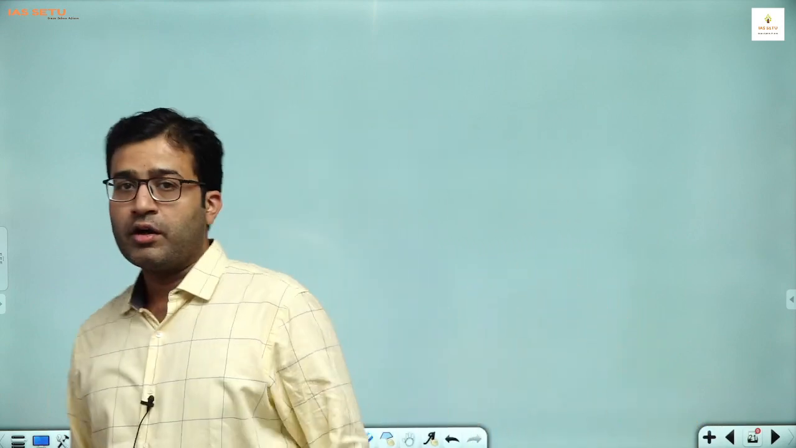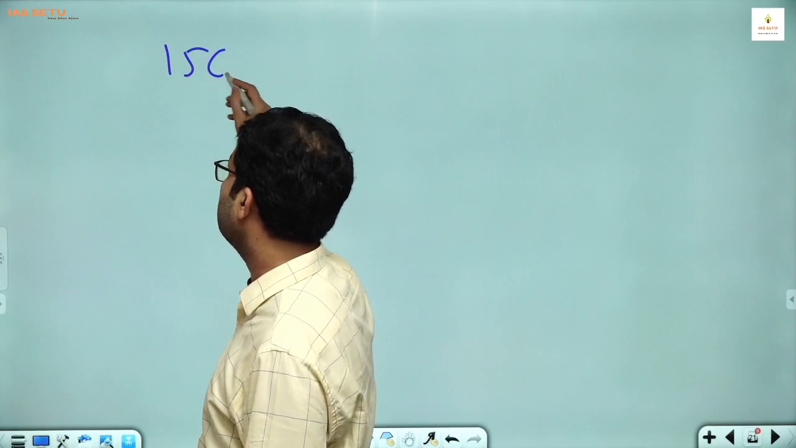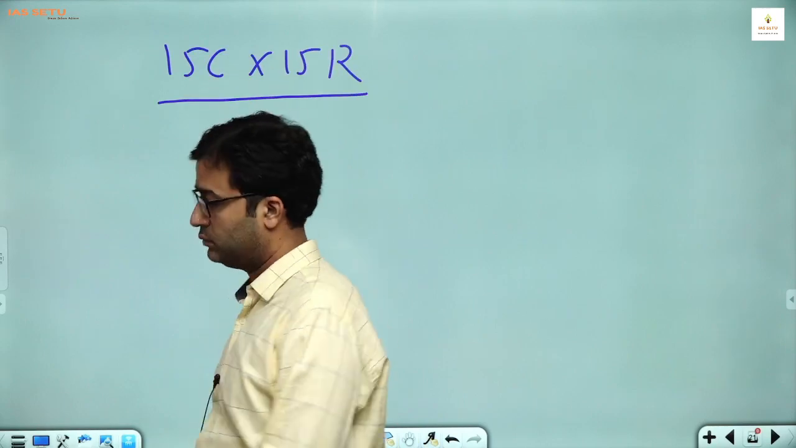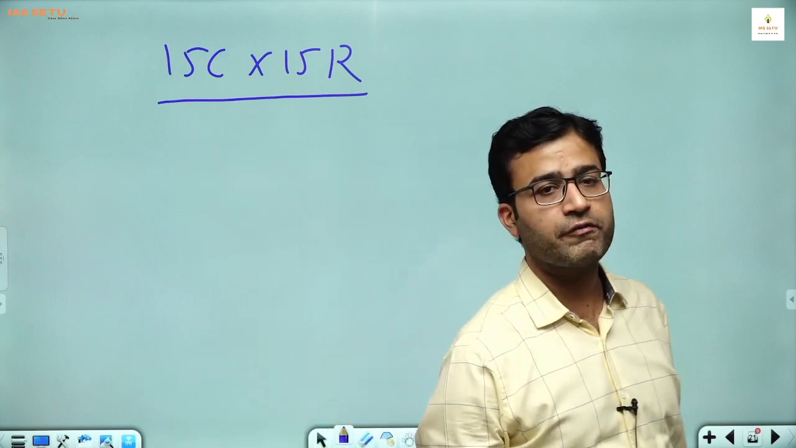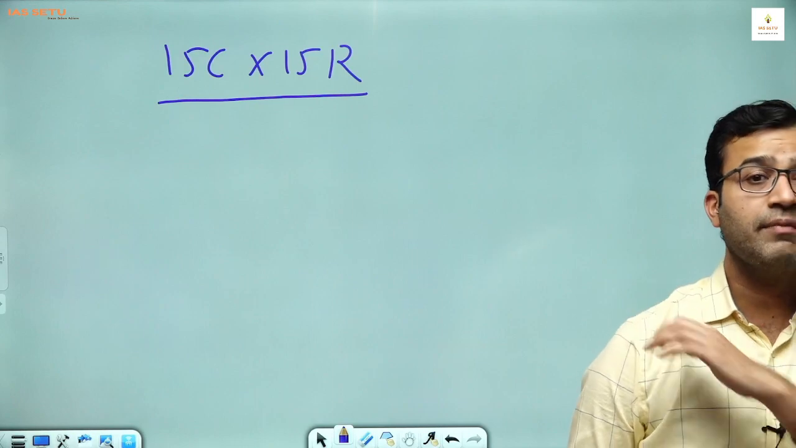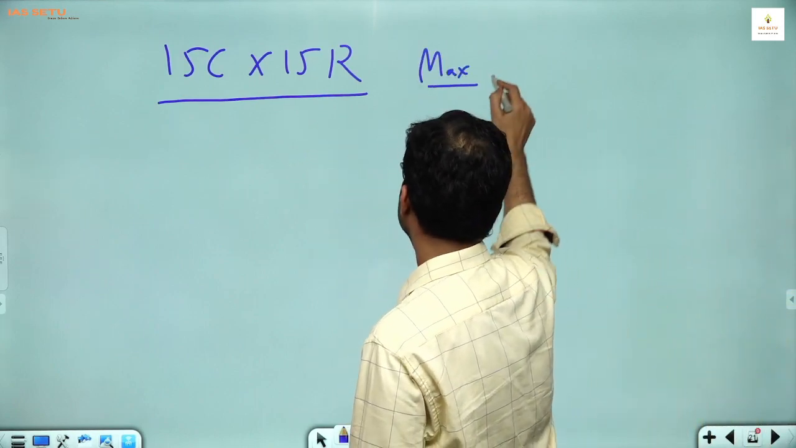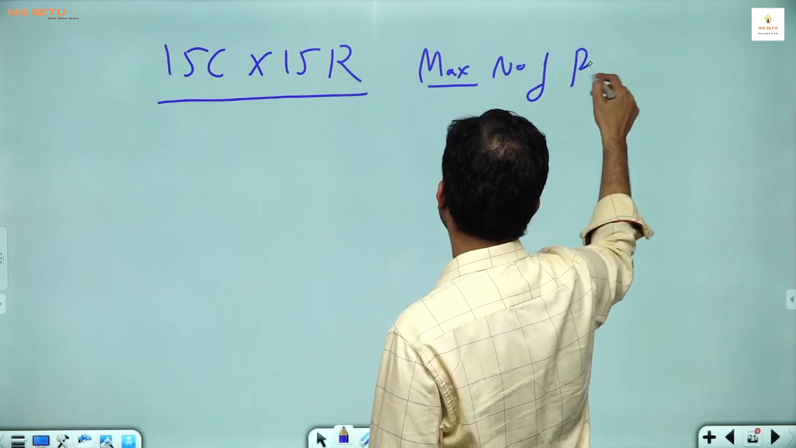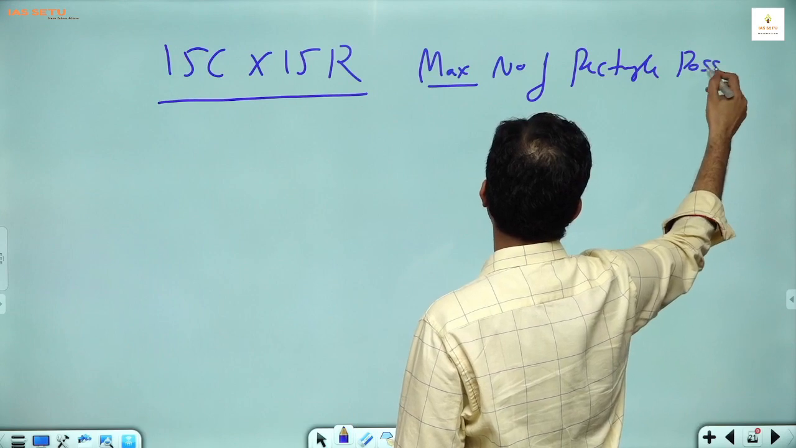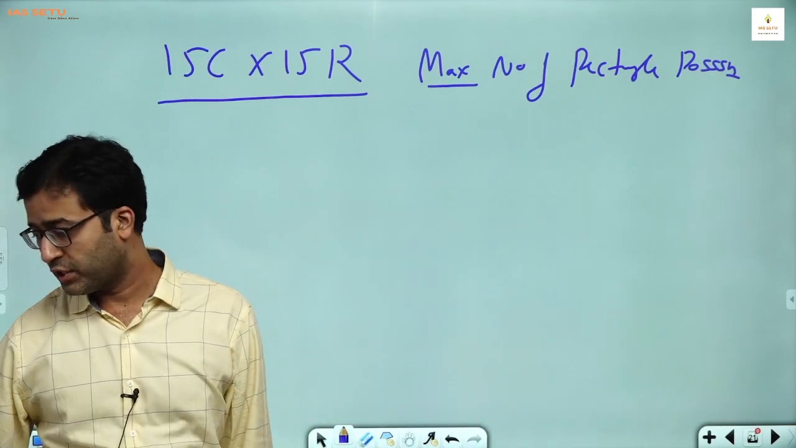Now my question to you: in a figure there are 15 columns and 15 rows. There is one figure where we have 15 columns and 15 rows. Count the maximum number of rectangles possible with these 15 rows and 15 columns. 120 is the wrong answer.